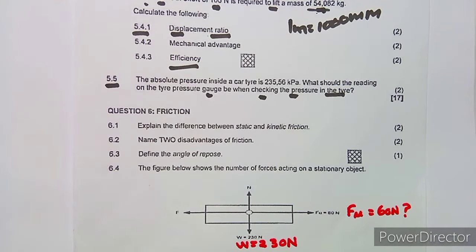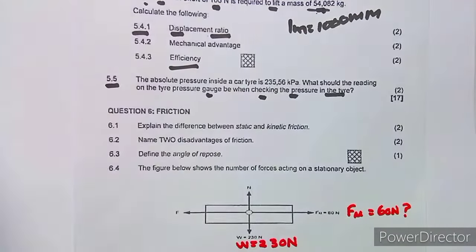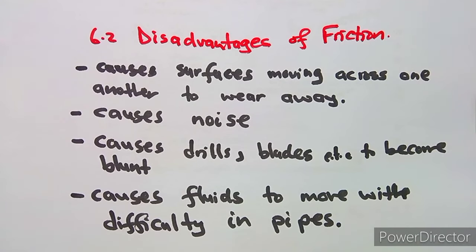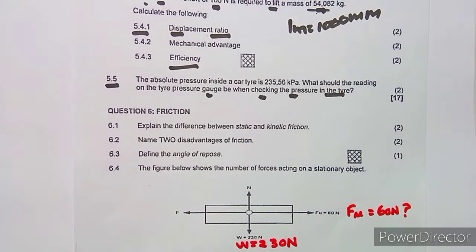And question 6, which is on friction: explain the difference between static and kinetic friction. That's what I had for you: static, when it is stationary, then kinetic, when there is movement. So you can actually have the formulas and so forth. So you see guys, you have a lot there. Name 2 disadvantages of friction. So friction, remember, we have a lot of noise that can be caused, objects becoming blunt, and there are so many ways. It causes fluids to move with difficulty in pipes, if you're working with pipes. And the wear and tear of surfaces which are actually on each other.